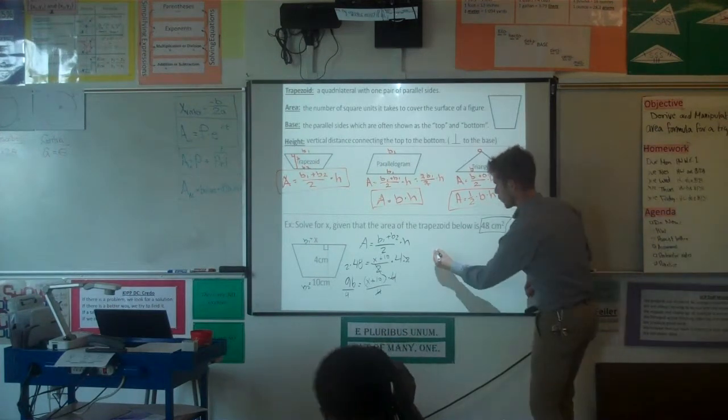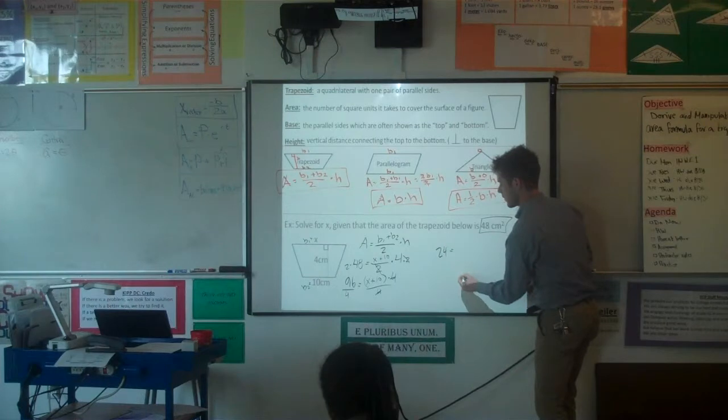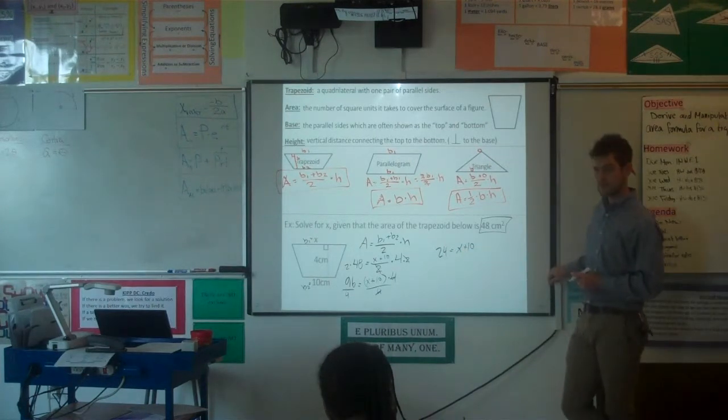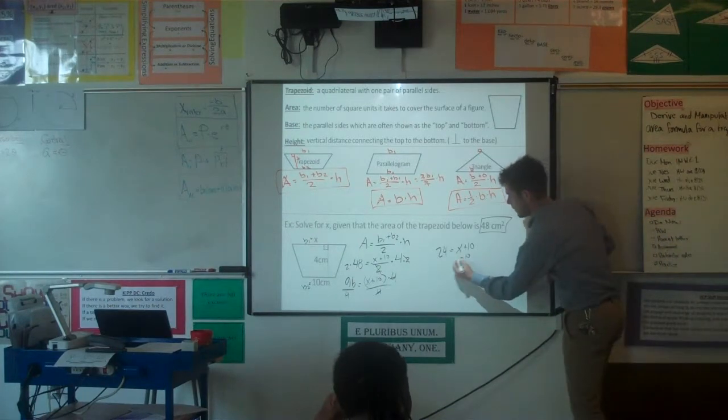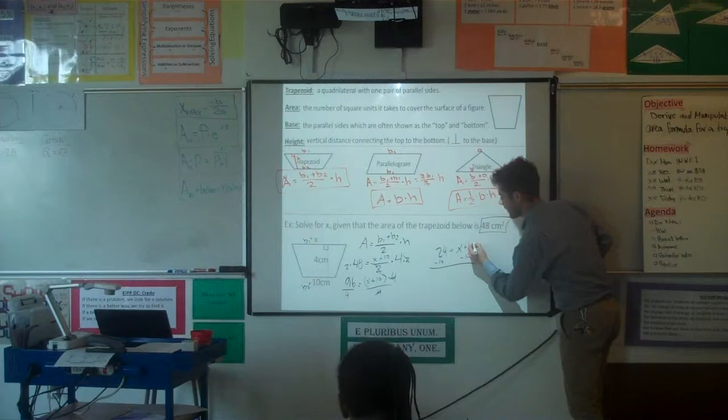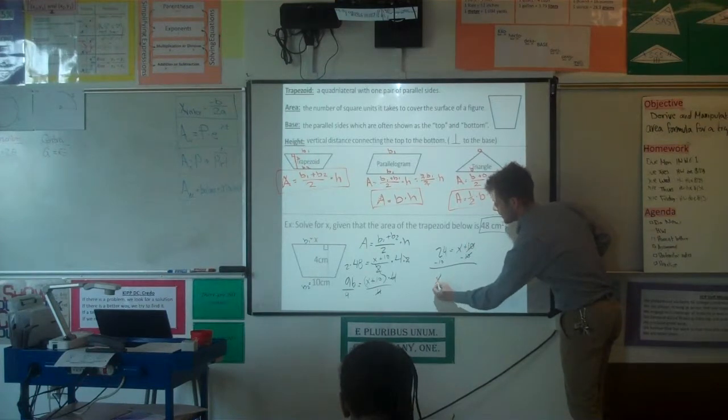24. 24 equals x plus 10. And you subtract 10 on both sides, you get 14. Now I can subtract. Minus 10, minus 10. And I get x equals 14.